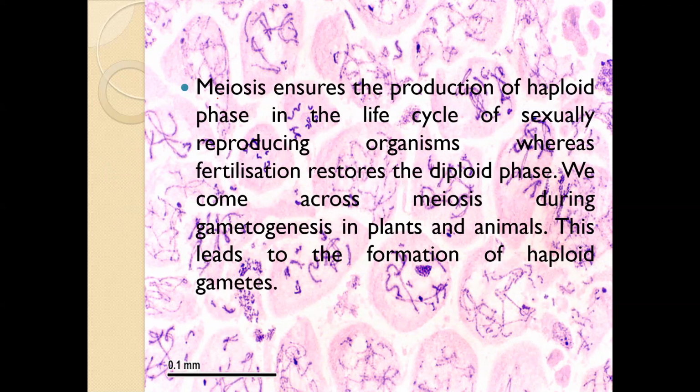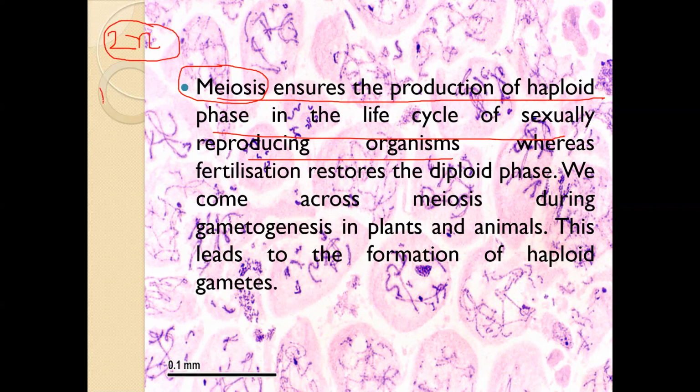So what is the importance of meiosis? Meiosis ensures the production of the haploid phase in the life cycle of sexually reproducing organisms. As humans, our main life cycle is in a diploid condition, but within the diploid life cycle we have a certain haploid phase, and that haploid phase comes when we are mature enough to produce gametes. In the case of males producing sperm and females producing ovum, both are haploid gametes. So we also have a haploid phase in our life.